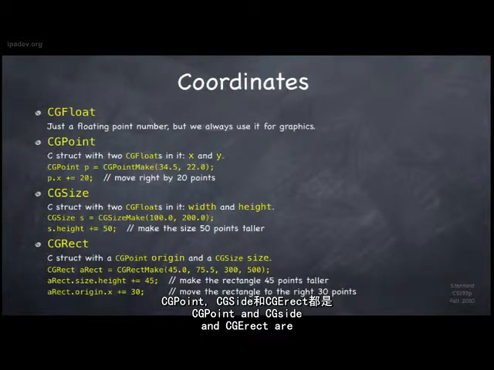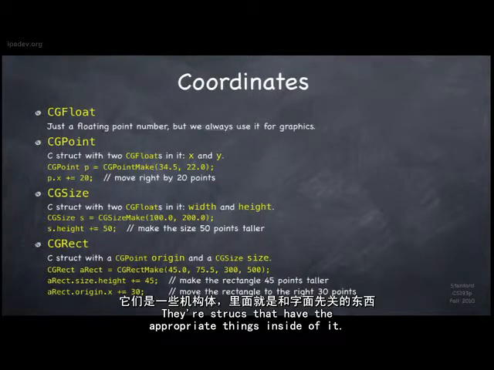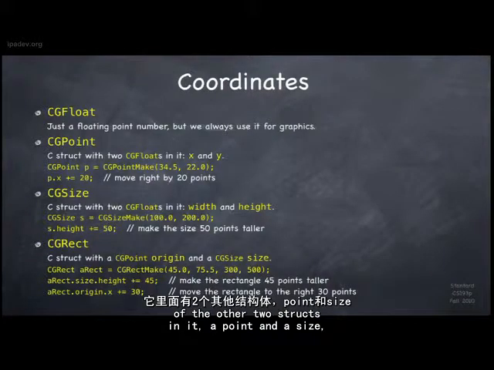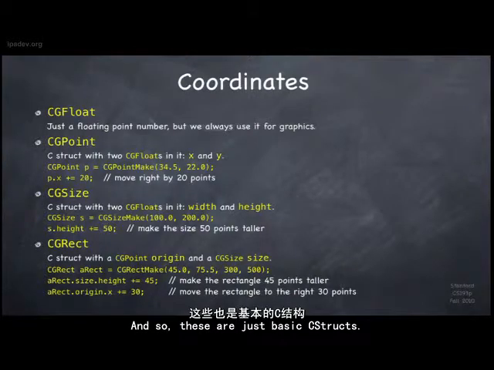CGPoint and CGSize and CGRect are so straightforward I'm not going to spend much time on them. They're structs that have the appropriate things inside of them. CGRect is a C struct that has one of each of the other two structs in it, a point and a size. That's how you specify a rectangle. So these are just basic C structs.